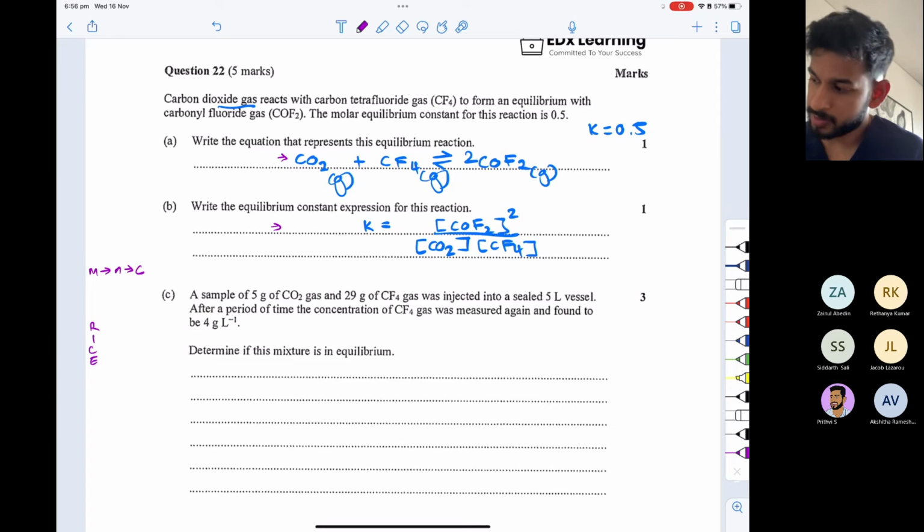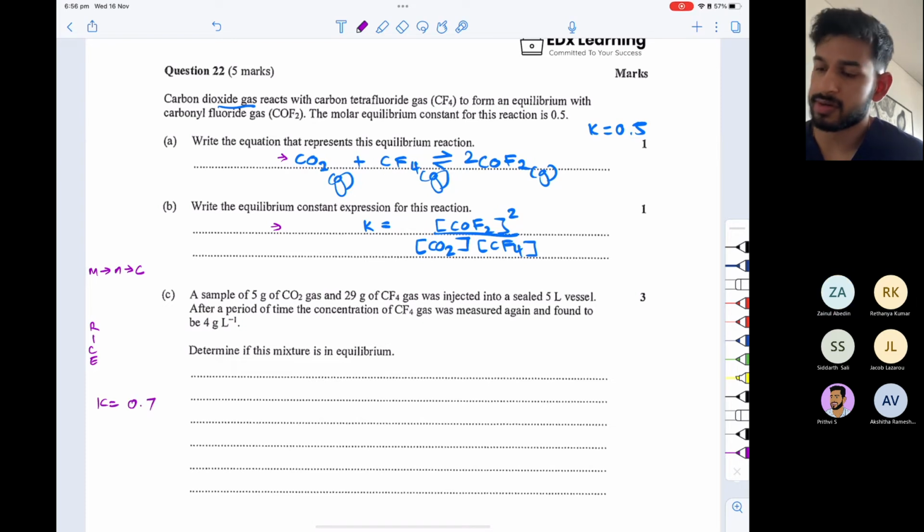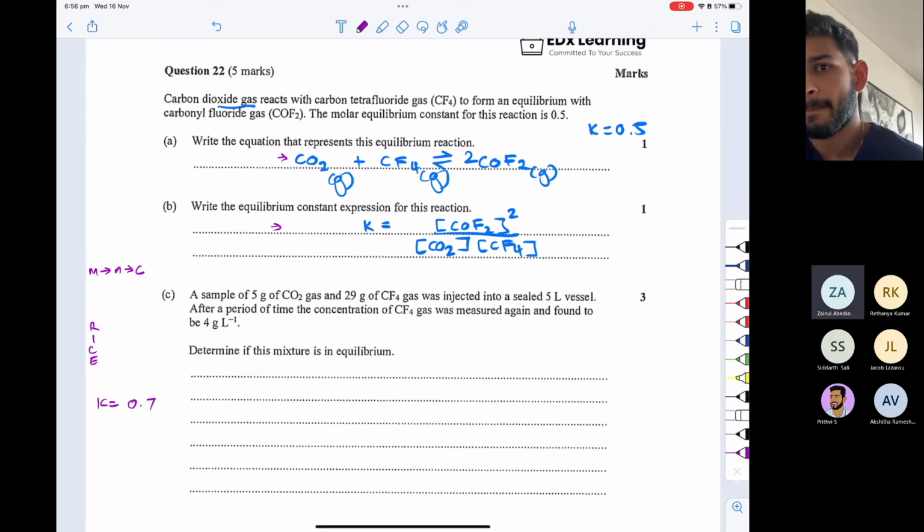Would you use a rice table? Zainul, rice table? Yes, because we don't know the concentration of CF4. But how would you know if it's an equilibrium or not? Let's say you get K is equal to 0.7. That's greater than the K that was given, so it might not be in equilibrium. Perfect. Perfect interpretation. Did everyone hear that?